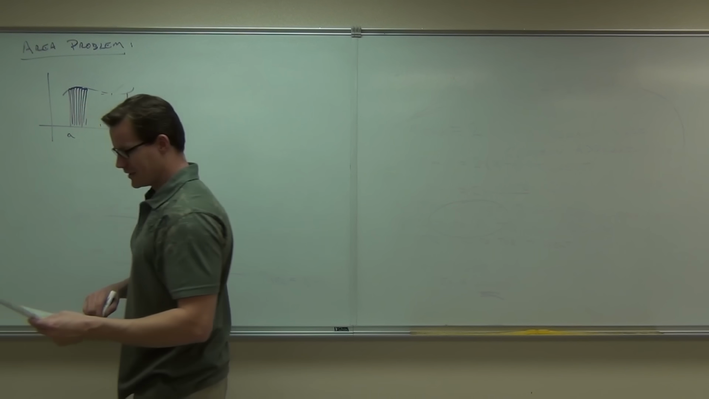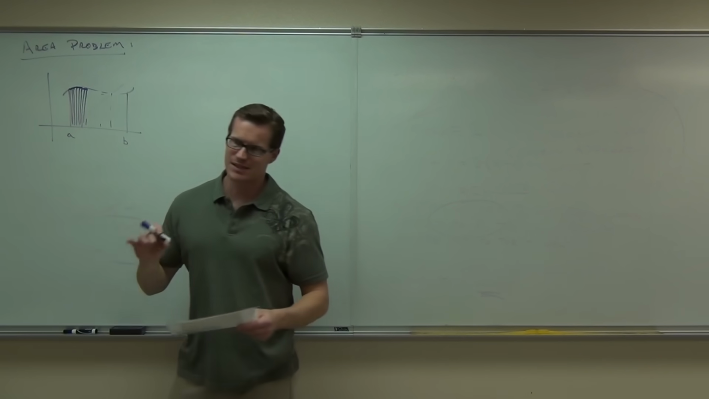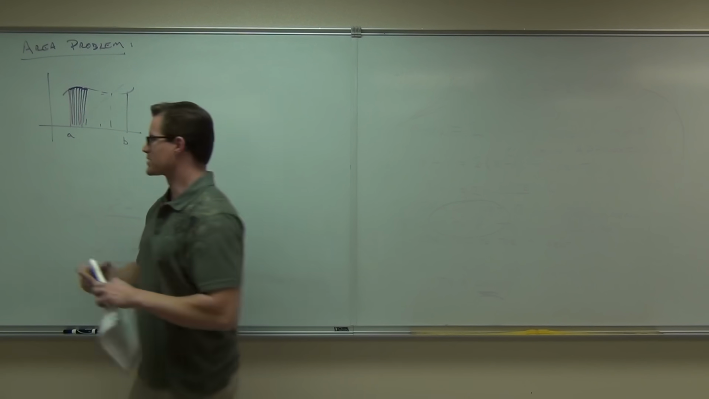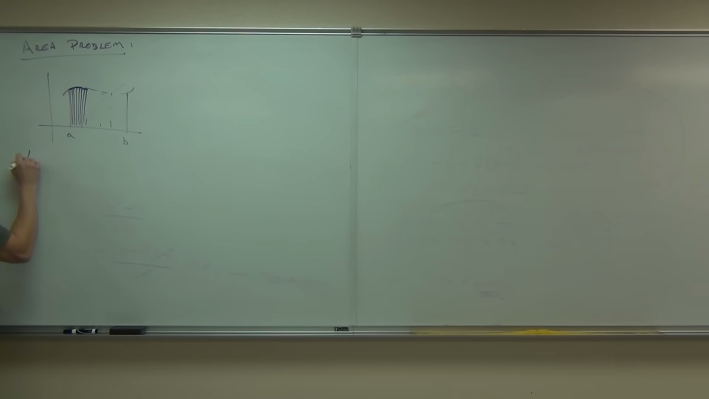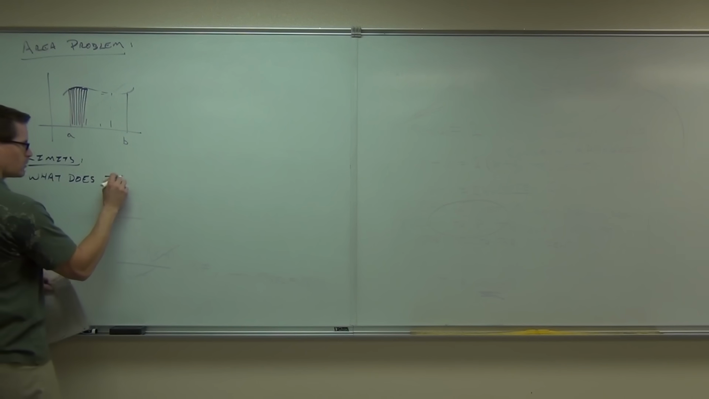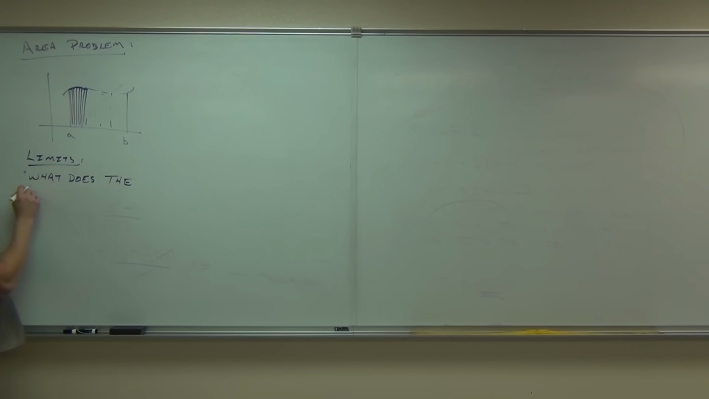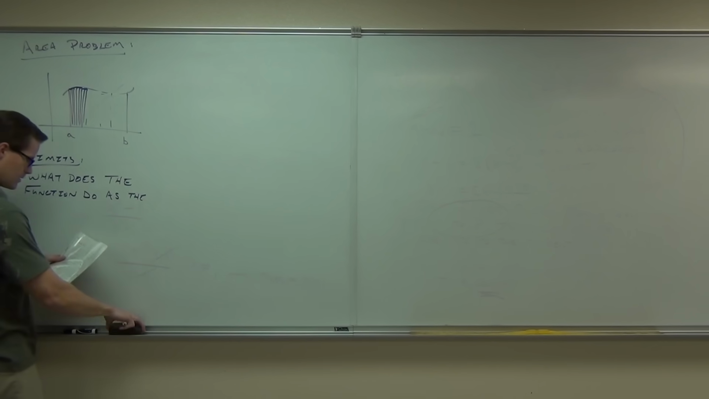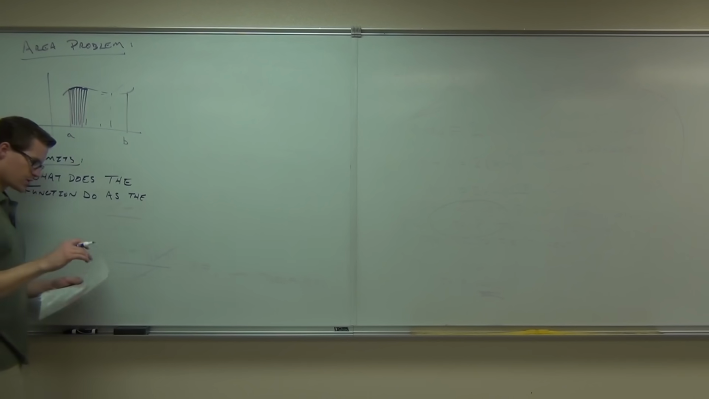So, let's define a limit. What a limit says in English is, what does the function do as a variable approaches a given value? That's what it says in English. So, limits. What does the function do as the variable approaches a given value?